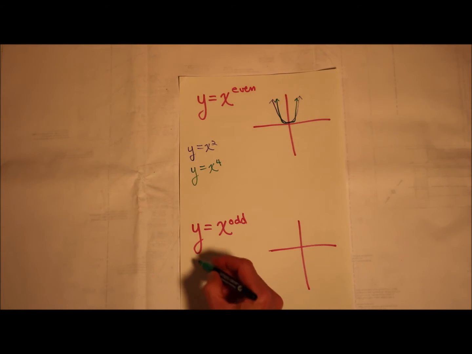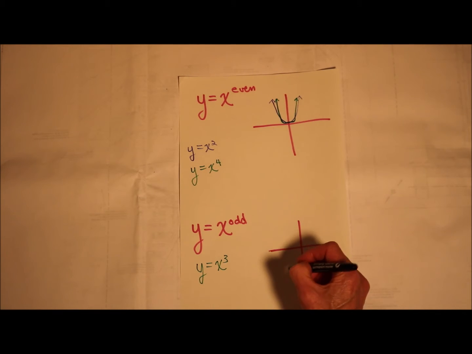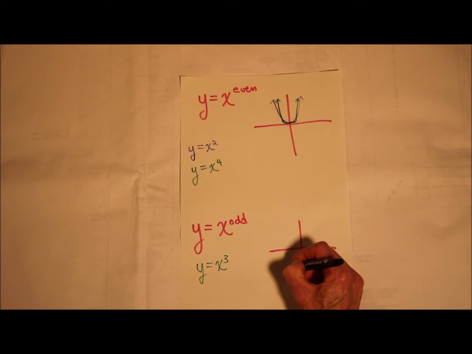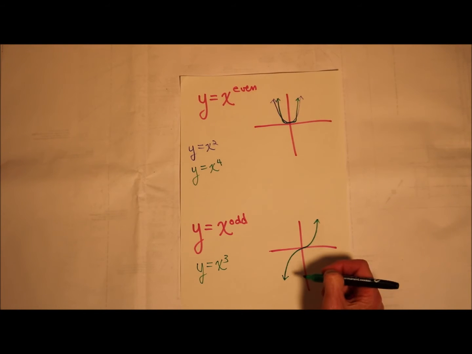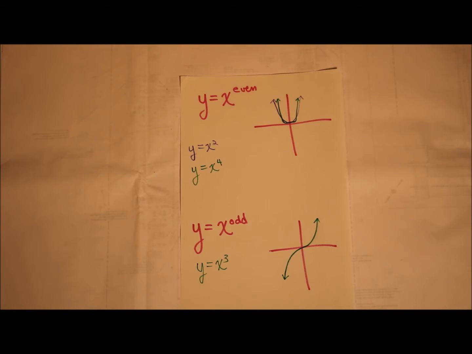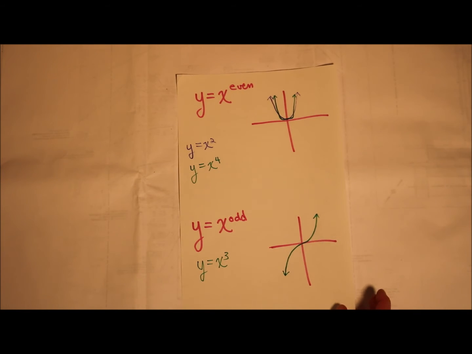How about y equals x to the odd? Like y equals x to the 3rd. Well, we know what this looks like too. That's like our classic cubic. And y equals x to the 5th, y equals x to the 7th will all have a shape similar to this. They will have the same kind of end behavior and the same kind of concavity, right? This is concave down and then concave up.